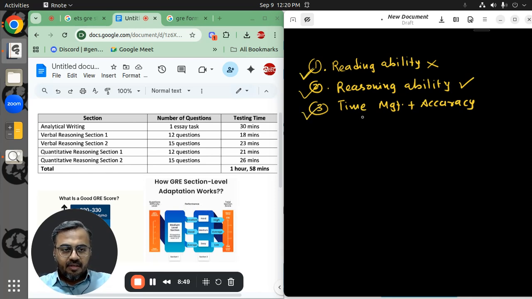And third, time management and accuracy. The student's individual decision of not spending time on one question and spending little time in getting the right answer on another question is very crucial in scoring well in the exam.